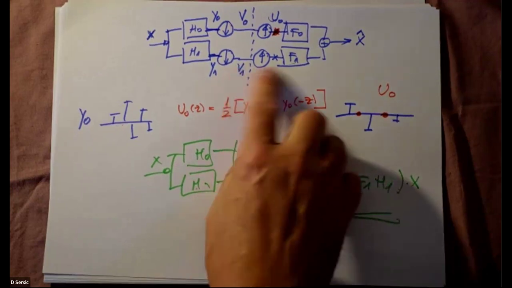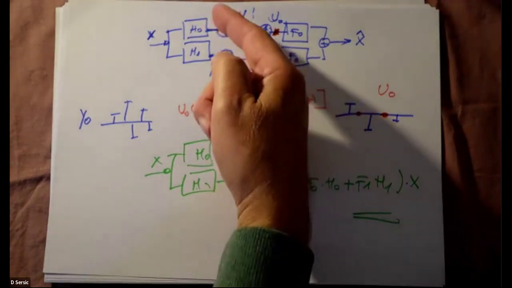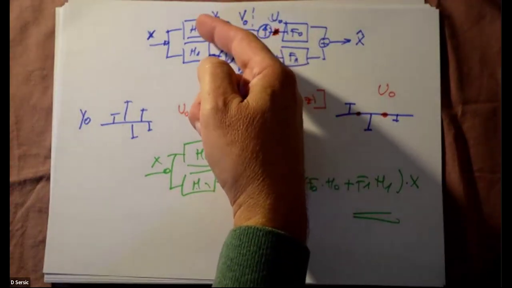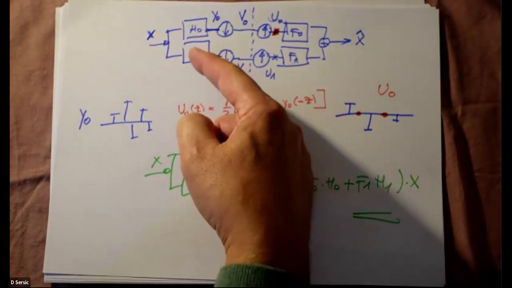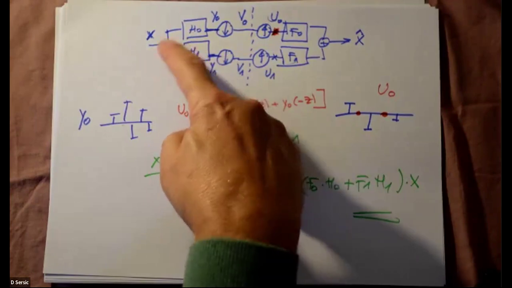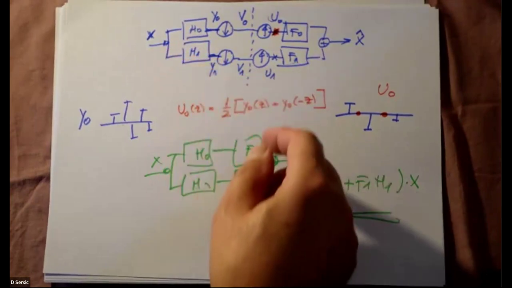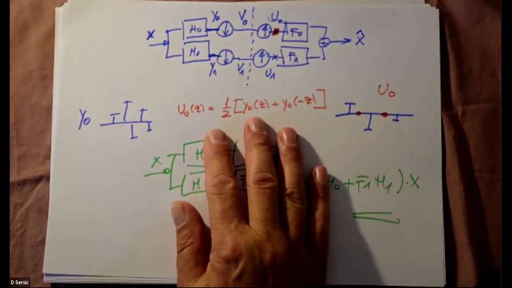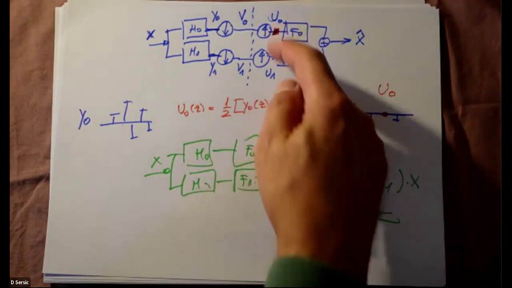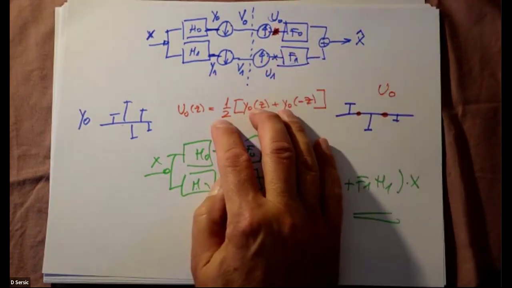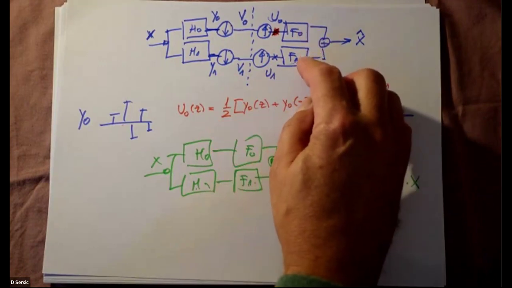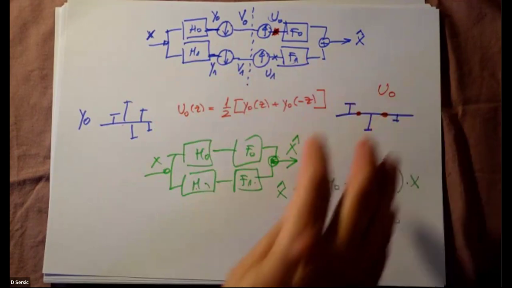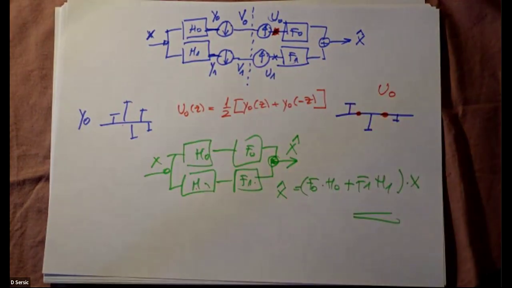So what happens in this case? At first, Y0 is H0 times X, Y1 is H1 times X. So the simple filtering. Then we have to apply this equation here and here, so twice. And finally, we have to apply F0 and F1 to get the overall equation. Now I'm going to the slides.